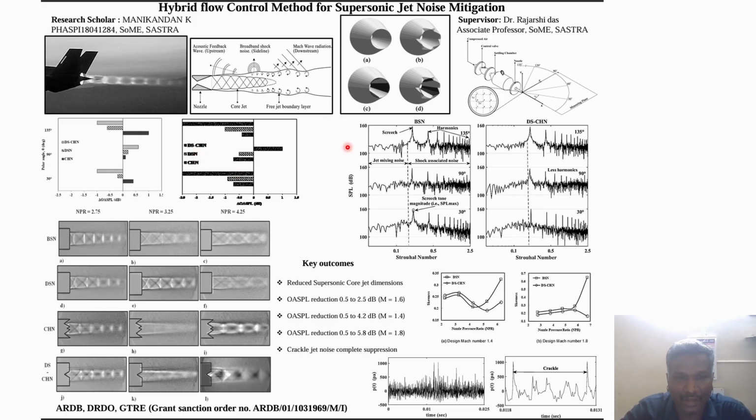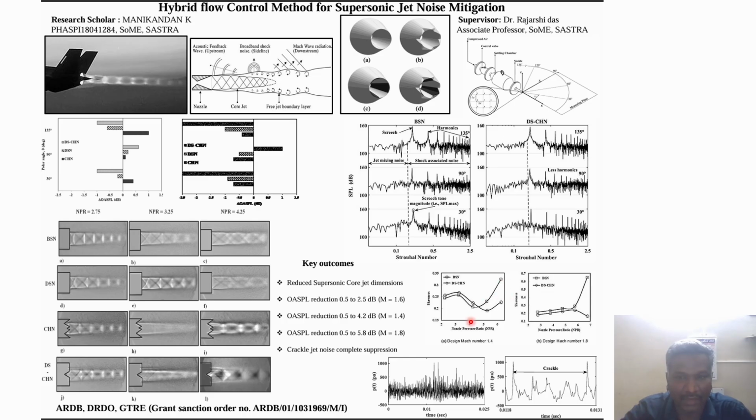Likewise for the other Mach numbers, 1.4 and 1.8, the far field analysis was done, and this is the sound pressure level given between the baseline nozzle and deflected seal nozzle across the three NPRs at 30, 60, 90 and 135 degrees. The jet noise details are given here: the fundamental peak is the screech tone, and it also comes with multiple harmonics due to the high strength screech tone. Subsequently, the deflected seal nozzle experiences fewer harmonics than the baseline nozzle, which eventually ended up in a reduced overall sound pressure level.